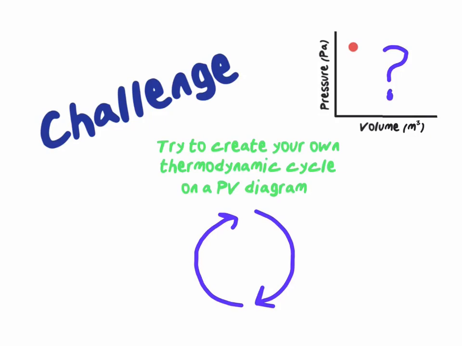So hopefully you're seeing that you probably need at least 3 processes, but probably 4 in order to cycle back to this original state. Go ahead and try to do that and to describe what that would look like in terms of the piston and the cylinder. And when we come back for the next video, we'll finally take a look at a thermodynamic cycle.